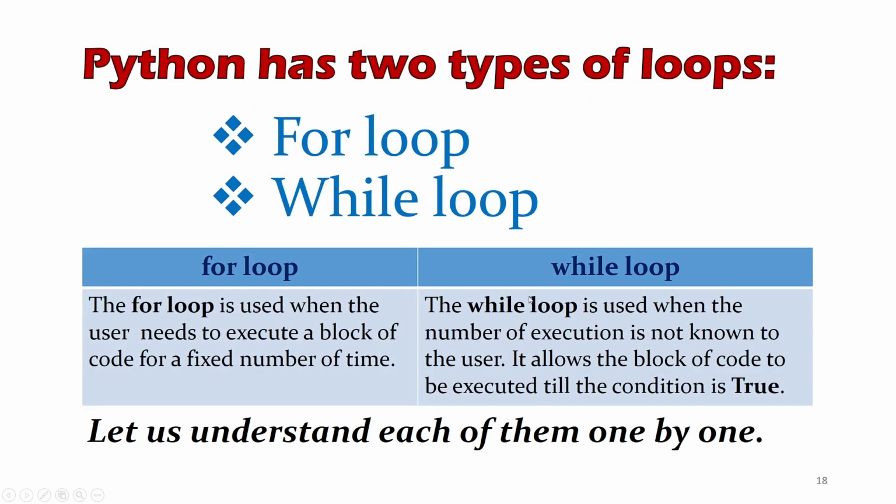Now we will learn the for and while loop in a bit more detail. Python has two types of loops: the for loop and the while loop. What is a for loop? The for loop is used when the user needs to execute a block of code a fixed number of times. And the while loop is used when the number of executions is not known to the user. It allows the block of code to be executed till the condition is true. Now let us understand each of them one by one.